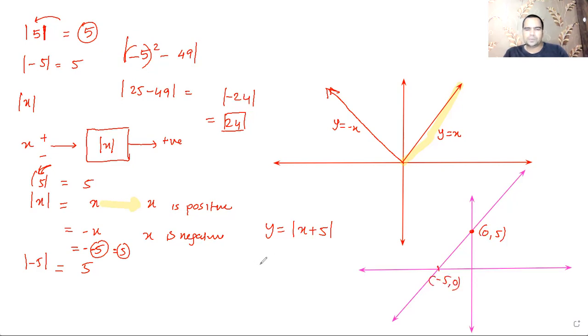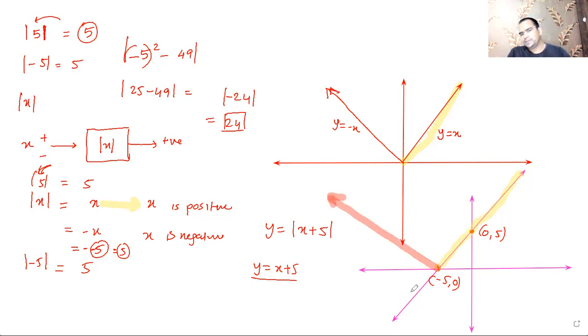First I'm sketching the y equals x plus 5 line. Now, as per the definition, whichever y values are positive remain as they are. So this part of the graph that you see here is not going to change. Now, the part which is below the x-axis gets reflected in the x-axis.